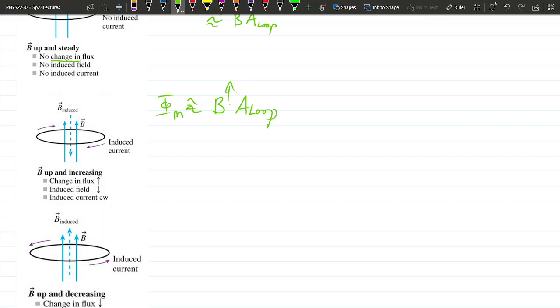And this is what Lenz's law is going to tell us. Since the magnetic field is increasing, the flux is increasing in this direction. Whatever the current loop does, it's going to try to offset that change. It's going to try to undo that change. It doesn't like change at all. So if you're increasing the magnetic field this way, it's going to create an induced magnetic field going downward.